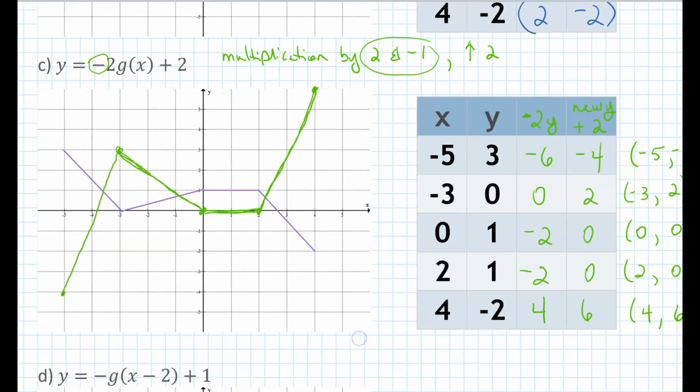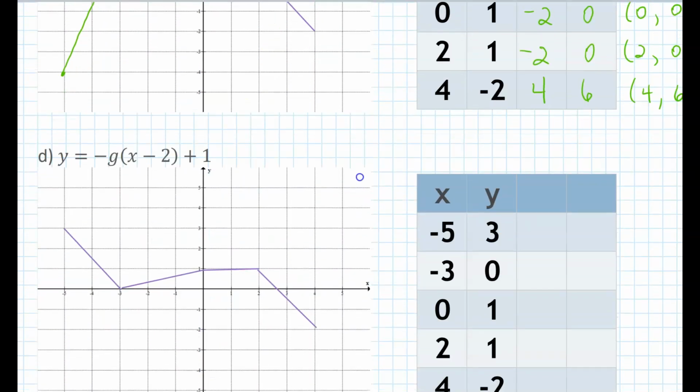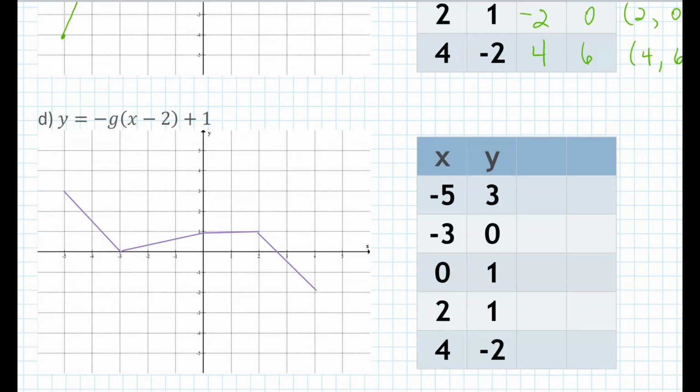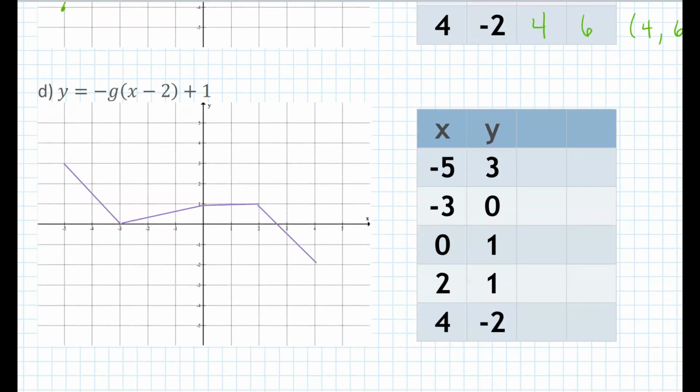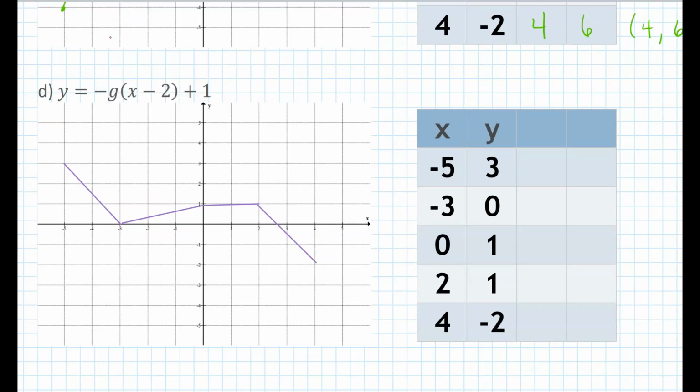Okay, we've got one more that we're going to do to our parent function g of x. So how many transformations are occurring on this one, Allison? You see 3. Okay, what are they? Negative. You need to make the y's negative. Multiply by -1. Okay. And then add 2 for x, and then plus 1 for y.